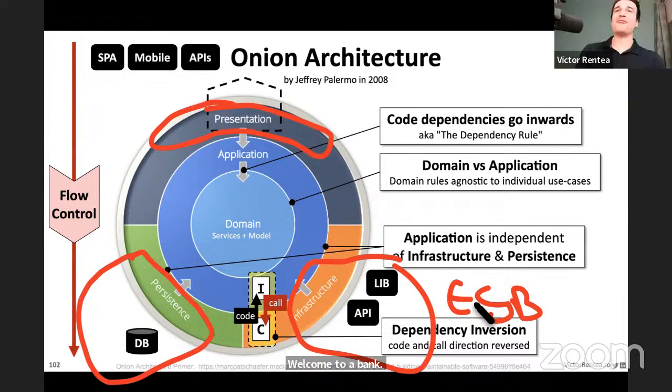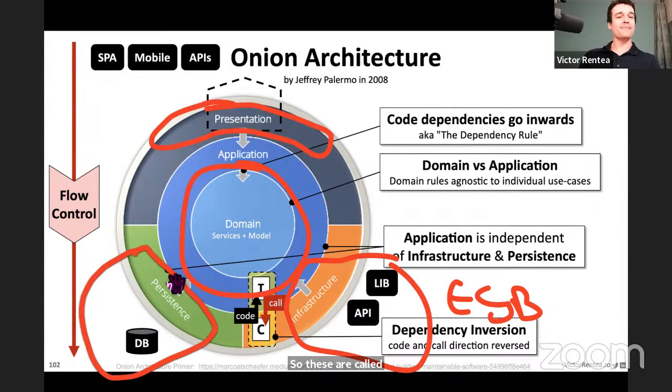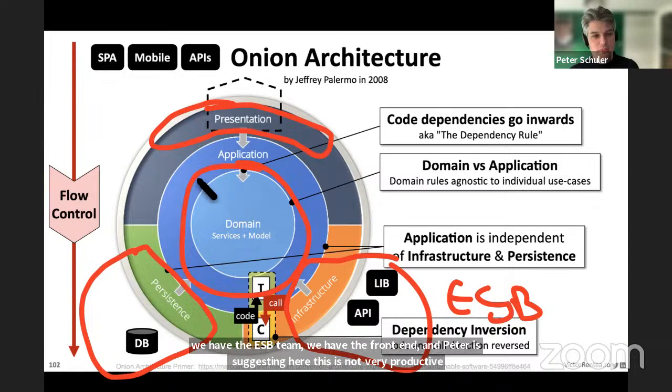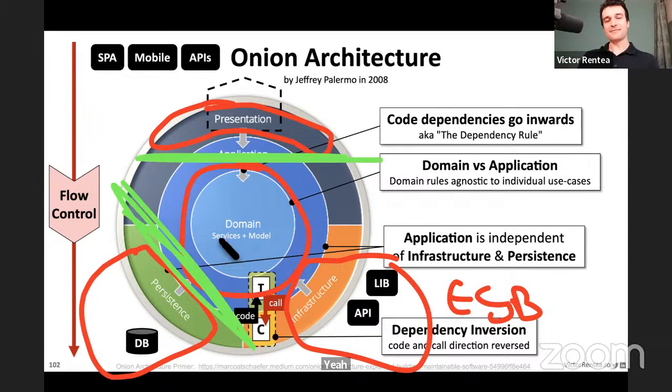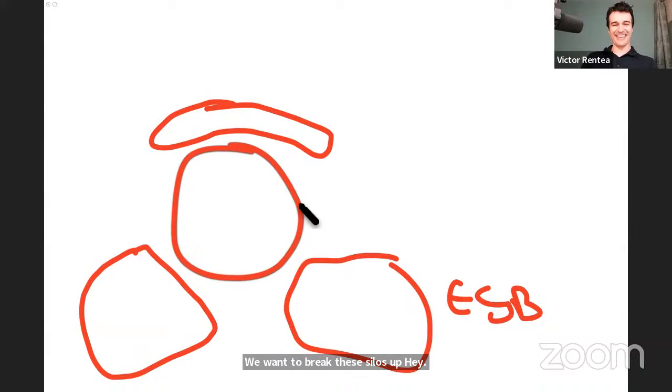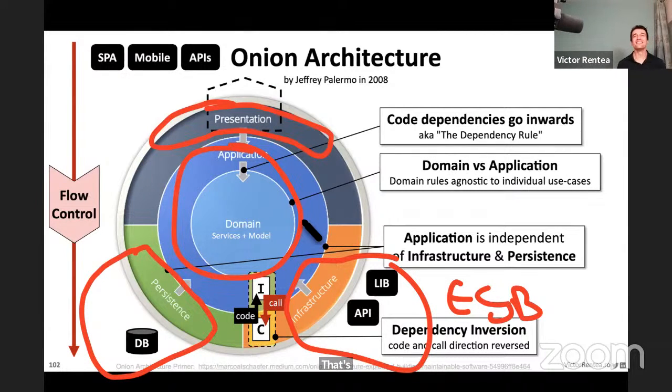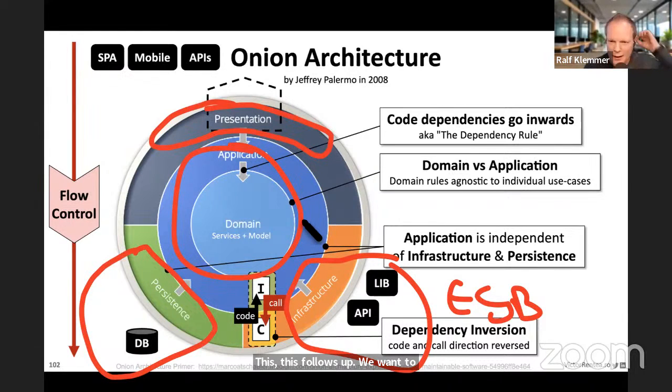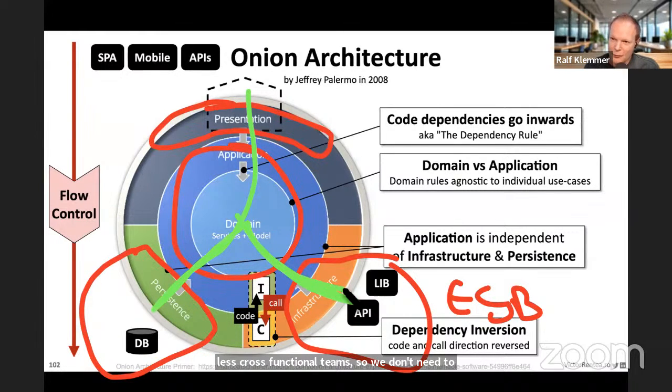So these are called silos, right? We have the Java team, we have the ESB team, we have the front-end team. And Peter is suggesting here, this is not very productive, is it? No, that's not. We want to break these silos up. We want as much full stack as you can. Yes. And with the rise of Agile, we now have more or less cross-functional teams. So we don't need to protect ourselves from our colleagues who are in the same team. That's not necessary anymore.